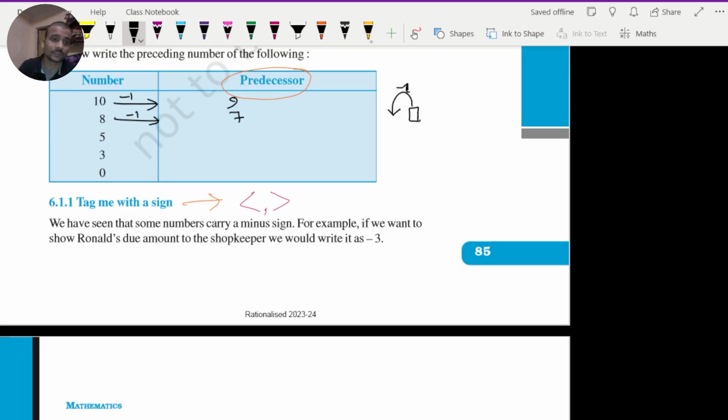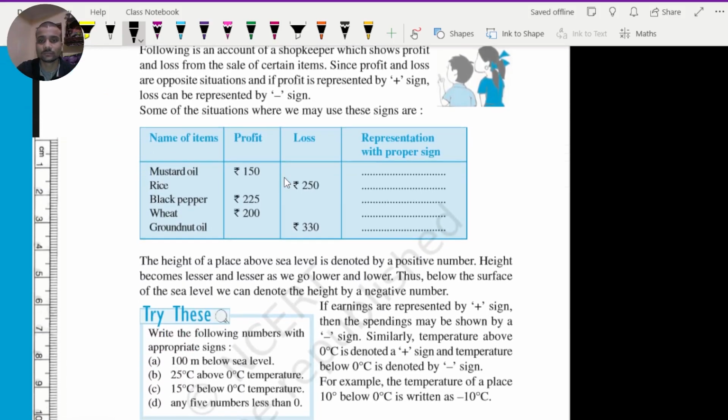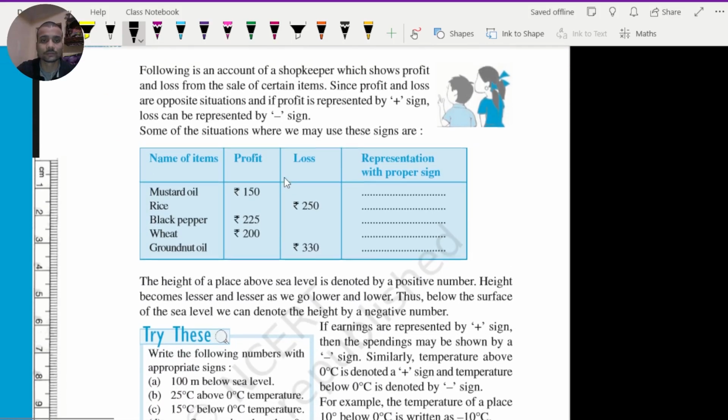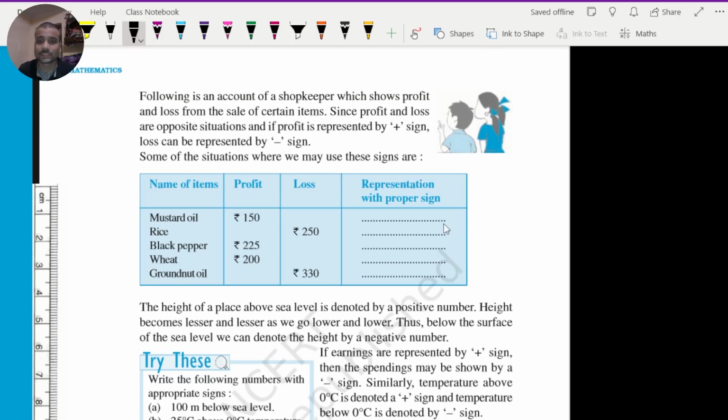Here it has been said to tag with a sign. I hope I had discussed it a little before. It is very easy for you now. What does it say here? Here it has been said you will have to give a representation of sign like this or this.